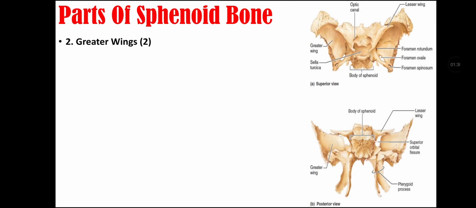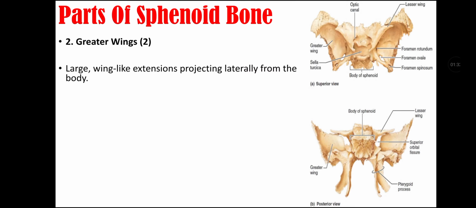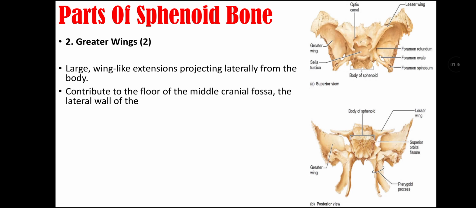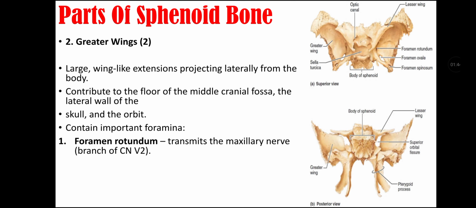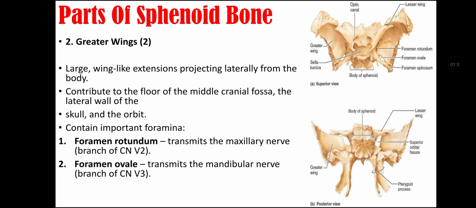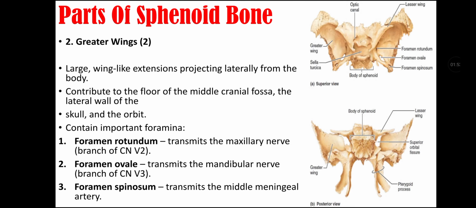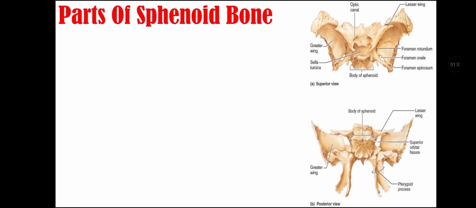Next part of sphenoid bone is greater wing. They are large wing-like extension projecting laterally from the body. They contribute to the floor of middle cranial fossa and the lateral wall of the skull and orbit. They contain important foramina that include foramen rotundum that transmit the maxillary nerve, foramen ovale that transmit the mandibular nerve, and foramen spinosum that transmit the middle meningeal artery.